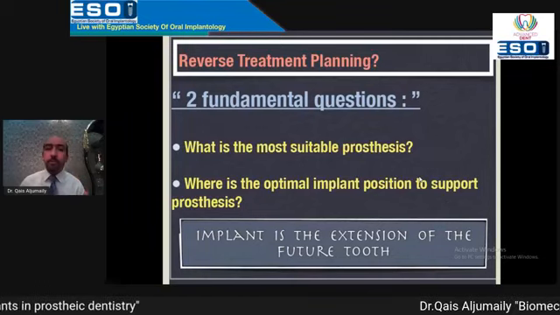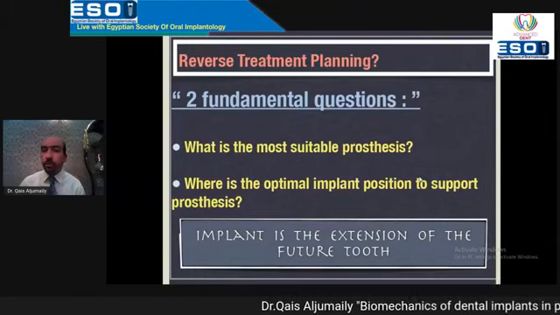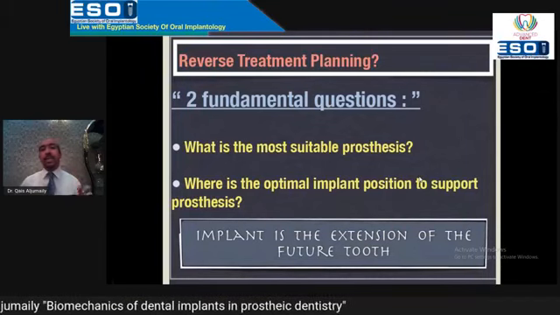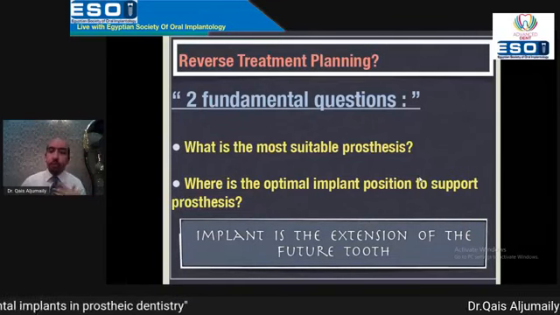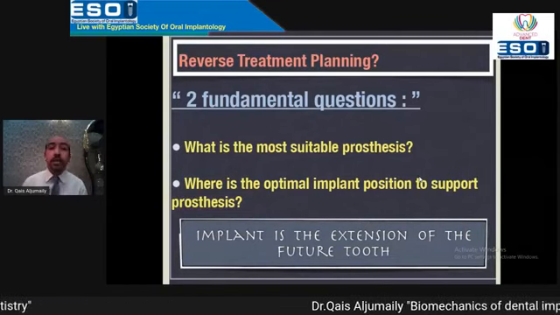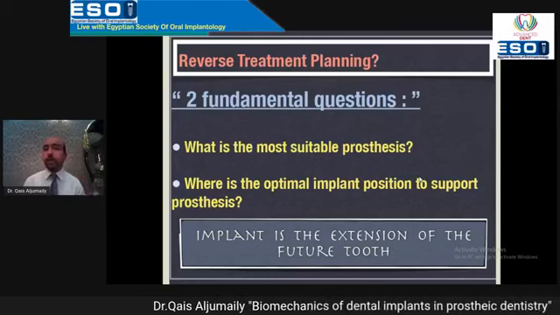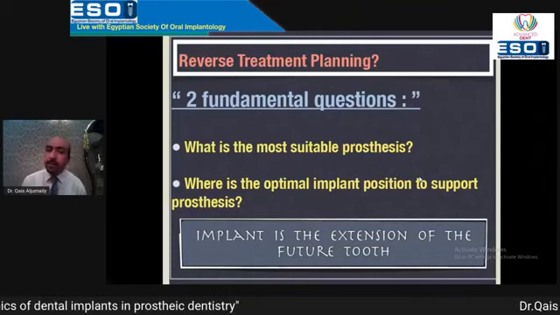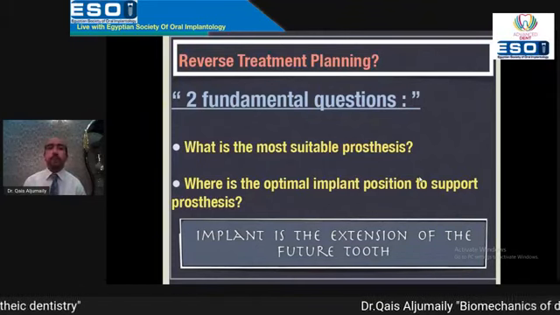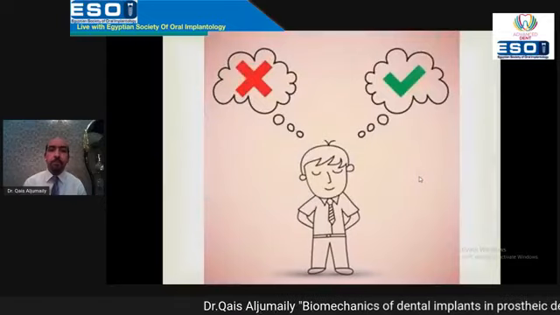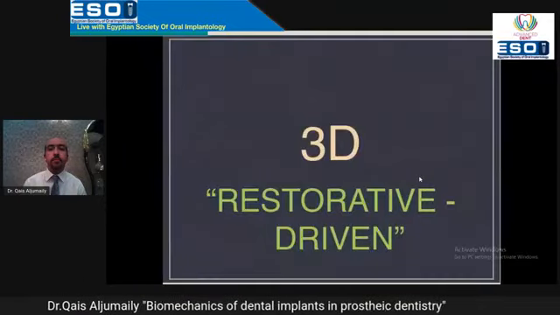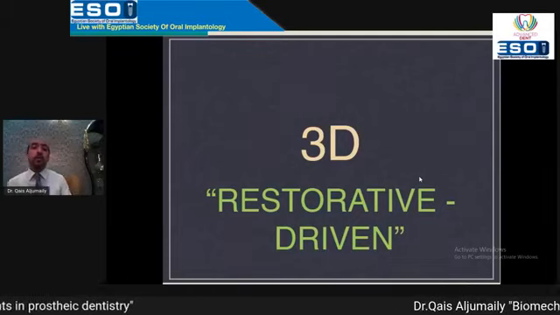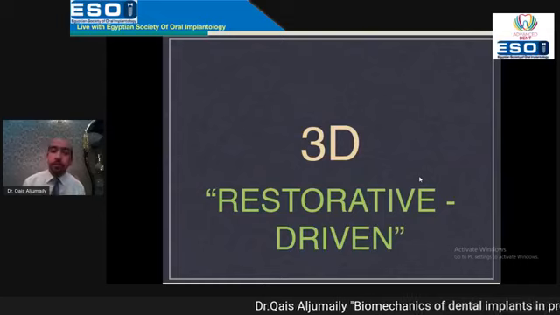So question number one, what is the most suitable prosthesis? Question number two, where to put my implant to be in its optimum position to support my prosthesis. So I have to ask myself these two questions and understand the answers very well before starting my treatment. It's a part of the reverse treatment planning. And these questions will lead us to something we call 3D restorative driven.